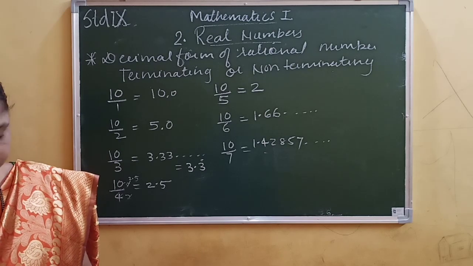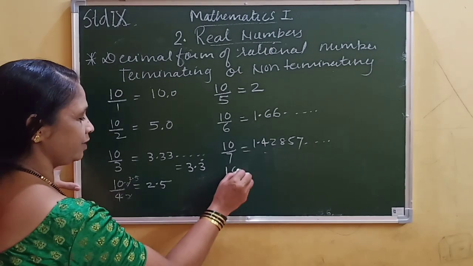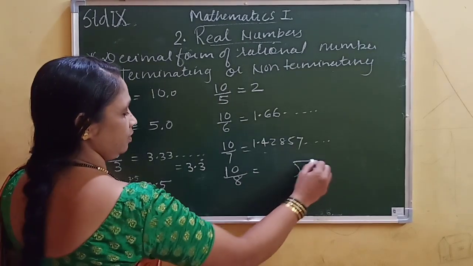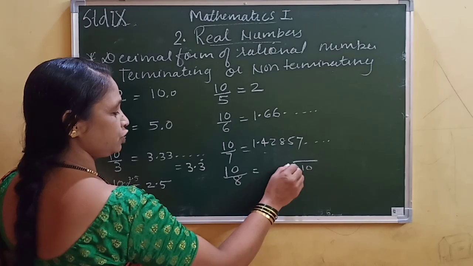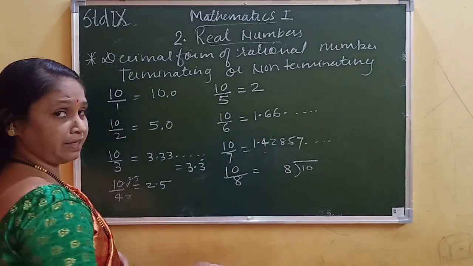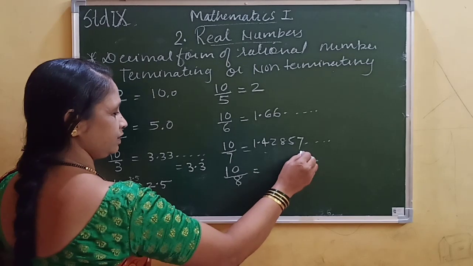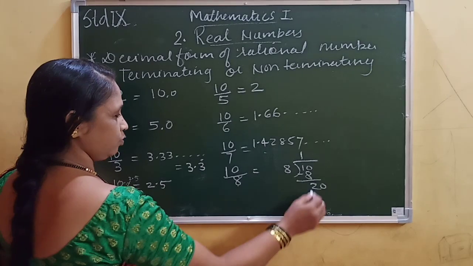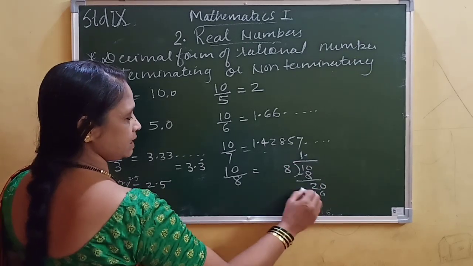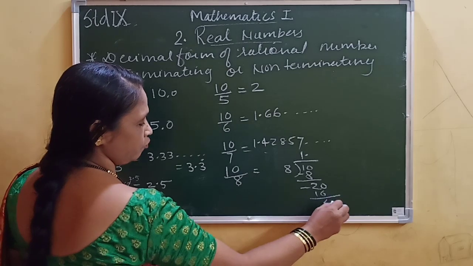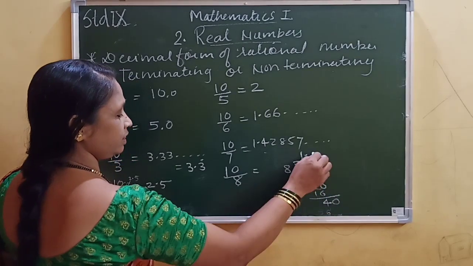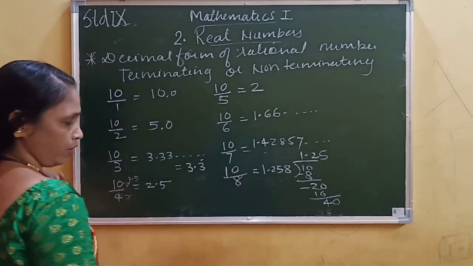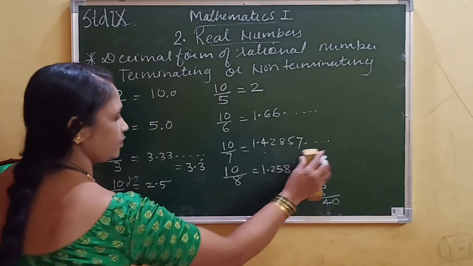Now next is 10 divided by 8. What can we do? See, this type of example is not given in the textbook, but I am explaining it to you. So 10, 8 ones are 8. So this will be 2. 8 twos are 16. So how much remains? 4. And here 0, so 5. So the answer of this division is 1.25.